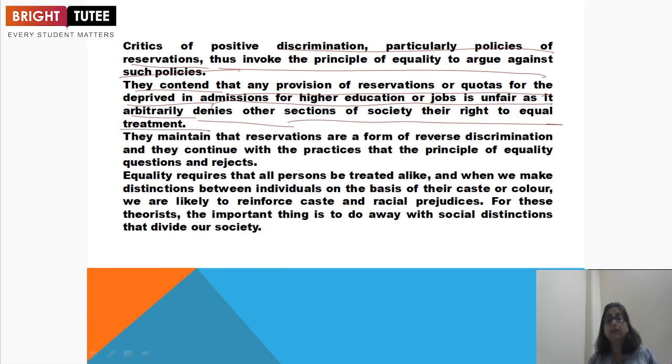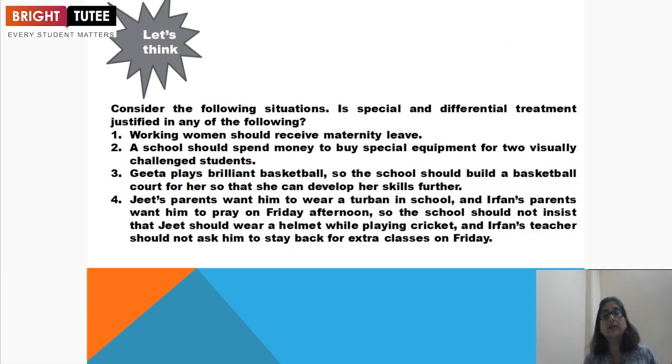So what do they do? They maintain that reservations are a form of reverse discrimination, and they continue the practices that the principle of equality questions and rejects. Equality requires that all persons be treated alike. And when we make distinctions between individuals on the basis of their caste or color, we are likely to reinforce caste and racial prejudice. So for these theorists, the important thing is to do away with the social distinctions that divide our society. Now consider the following situations.